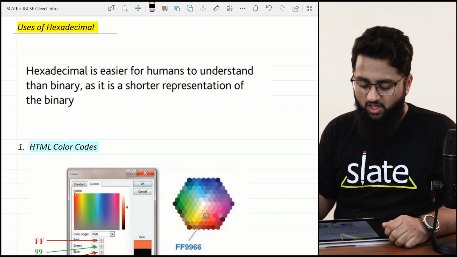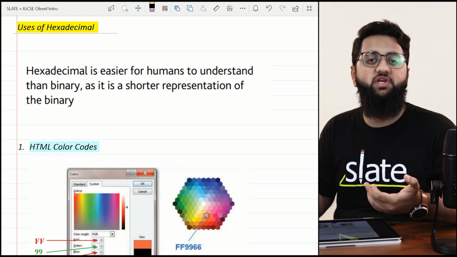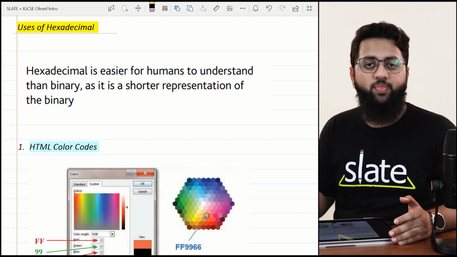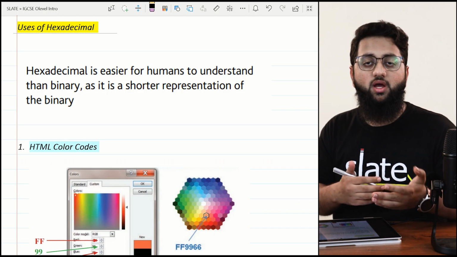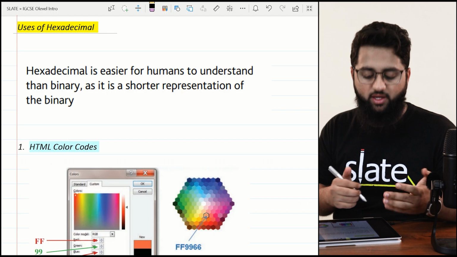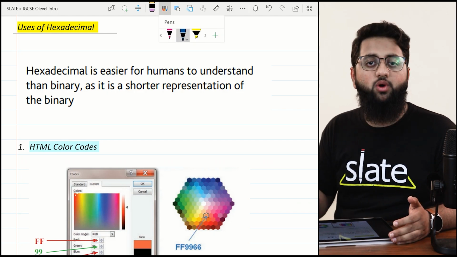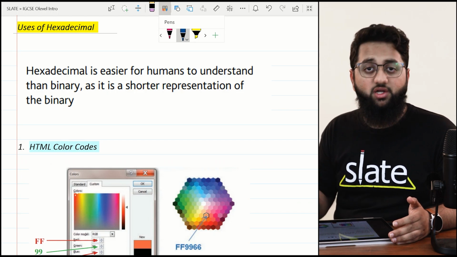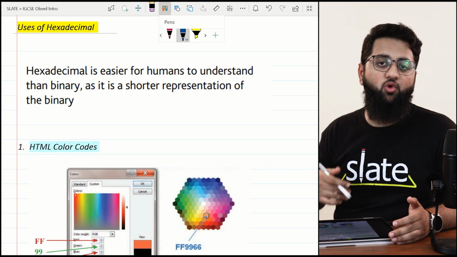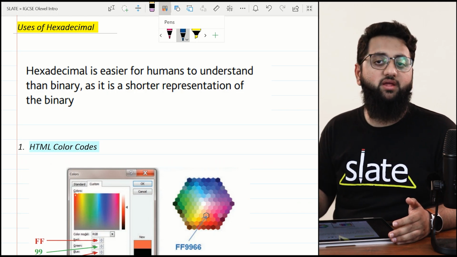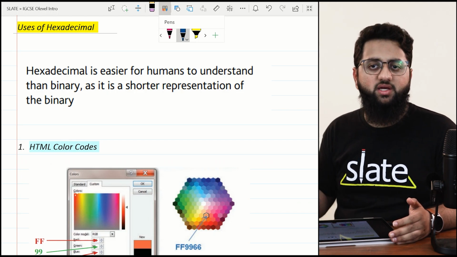So first of all, hexadecimal is easier for human beings, for users, to understand. Binary is difficult to understand. It is difficult to read, difficult to write. There is one term called debugging. Debugging is when you make a mistake and there is an error in your data. It is difficult to identify in binary, but easier to identify that error in hexadecimal. So debugging is easier in hexadecimal but difficult in binary.